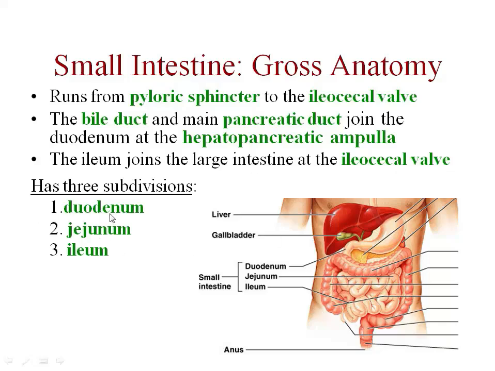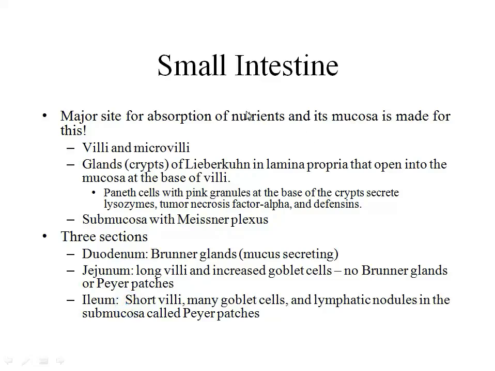Basically, the small intestine is divided into duodenum, jejunum, and ileum. The small intestine is the major site for absorption of nutrients, and its mucosa is made up of villi and microvilli, that is the epithelial layer, forming a mucosal membrane. Then, instead of glands, they have used the word crypts. Crypts of Lieberkühn are in the lamina propria and open into the mucosa at the base of the villi.